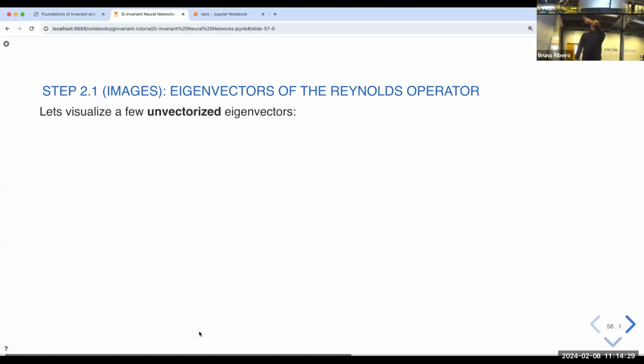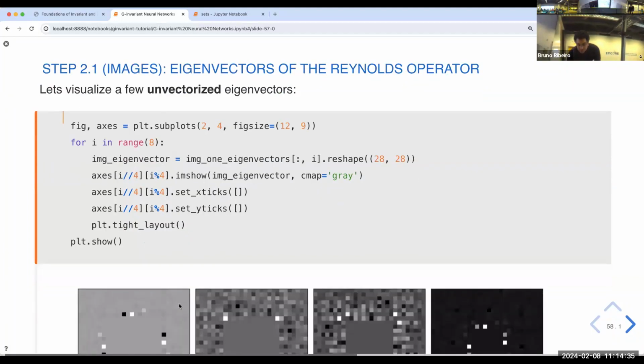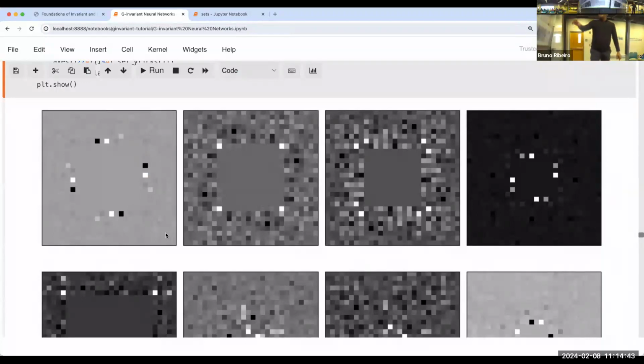And let's visualize these eigenvectors. Let's see what they look like as images. So these are the bases. These are the eigenvectors of the Reynolds operator. Okay, this will be the basis for my invariant neurons. Can you see an interesting property of this thing?